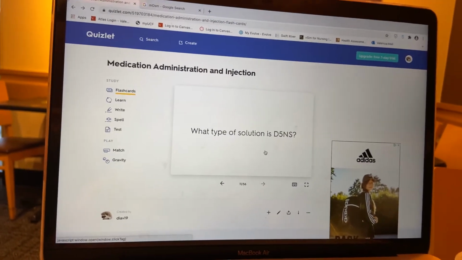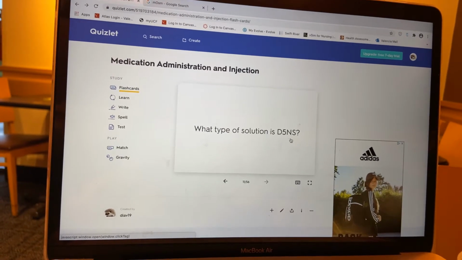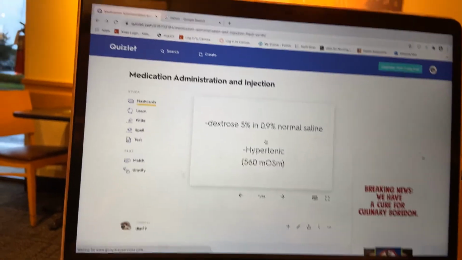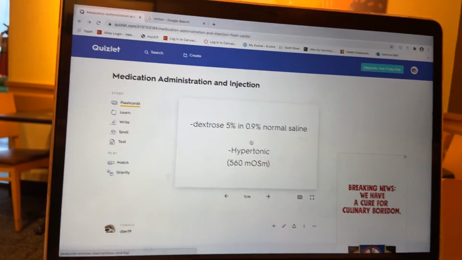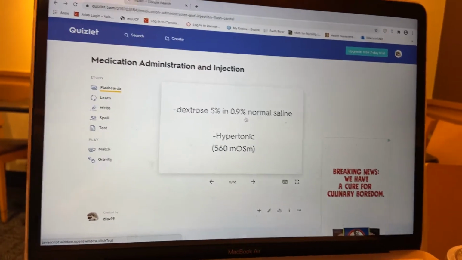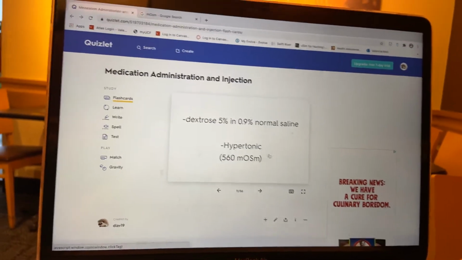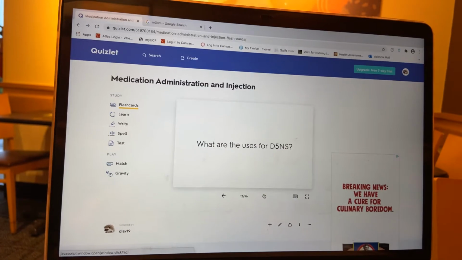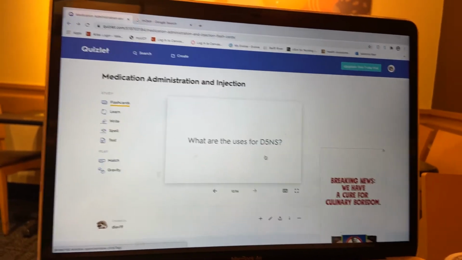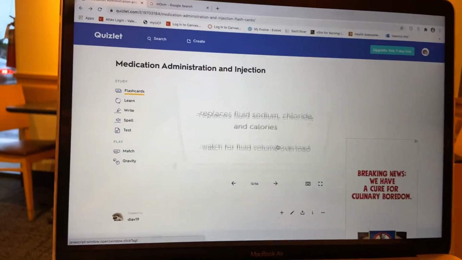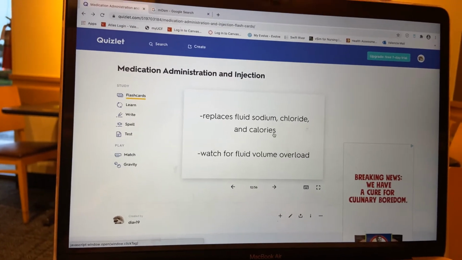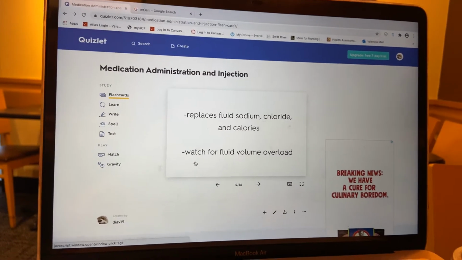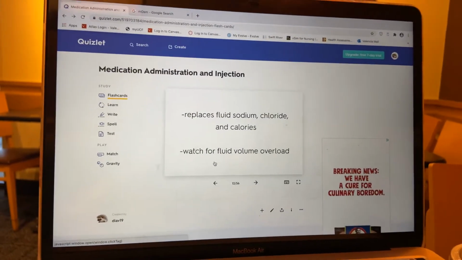What type of solution is D5 normal saline? Dextrose 5% and 0.9% normal saline. This is hypertonic. What are the uses for D5 normal saline? It replaces fluid, sodium, chloride, and calories. You need to watch for fluid volume overload.